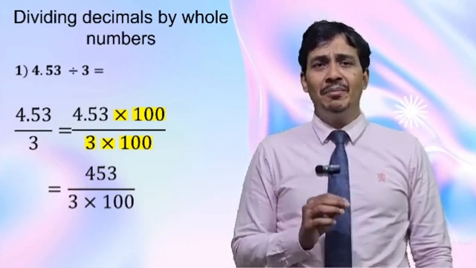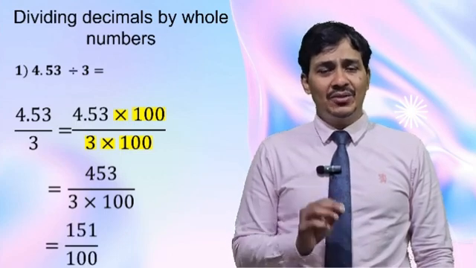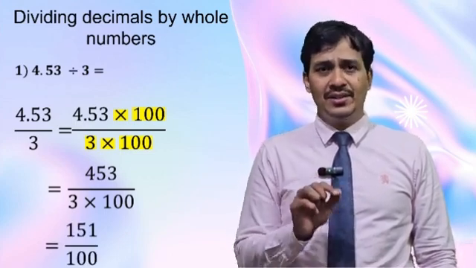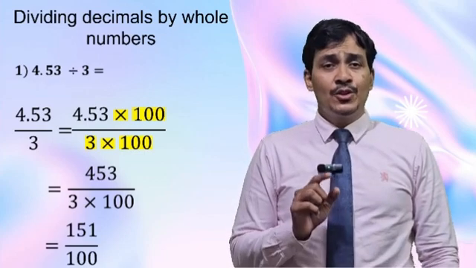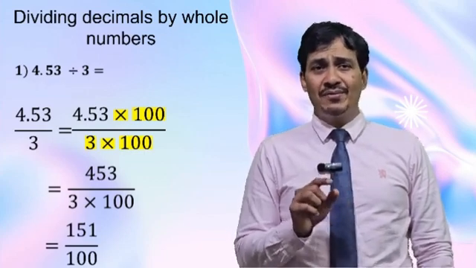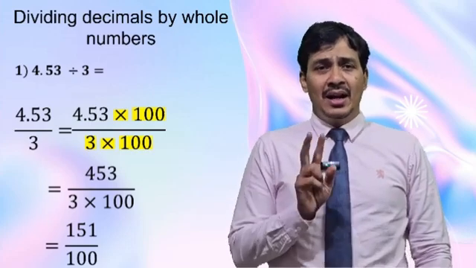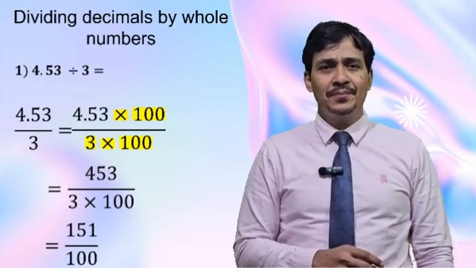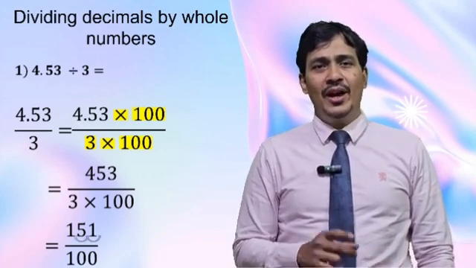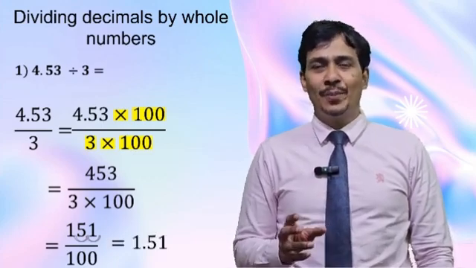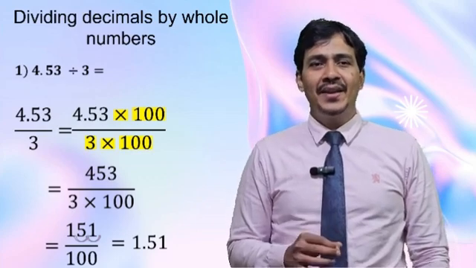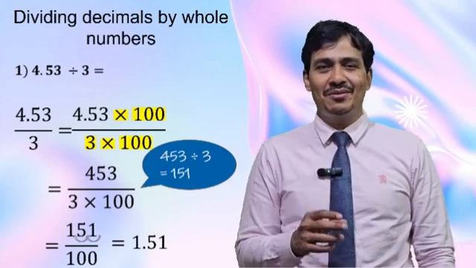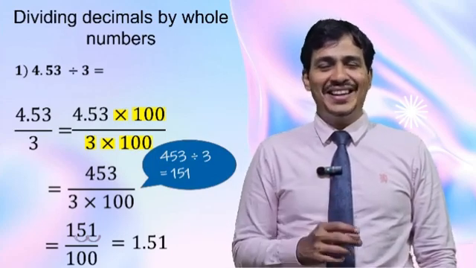Divide 453 by 3. 453 by 3 will give me 151. And by 100, because there is 100 in the denominator. 100 has 2 zeros. Move the decimal point to the left 2 times, and we get 1.51. I hope it's clear. Easy peasy. Next. Well, 453 divided by 3 is 151. That pop-up is coming a little late, but never mind.